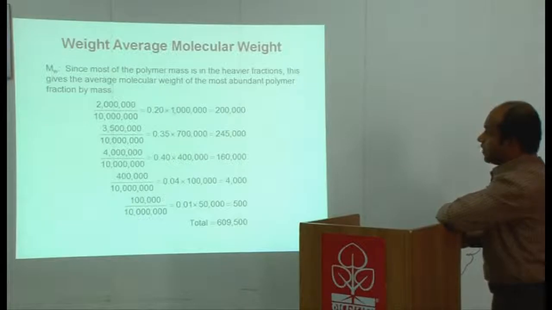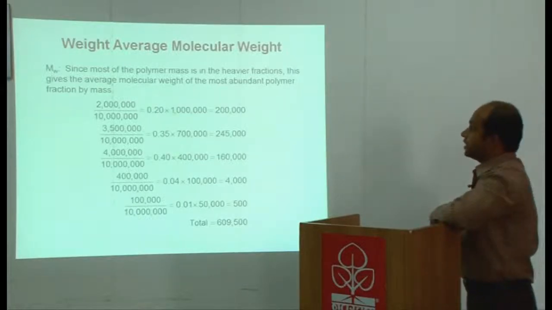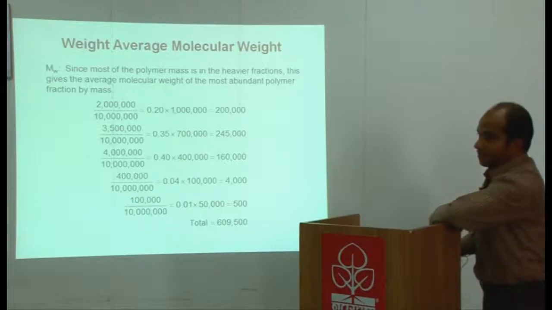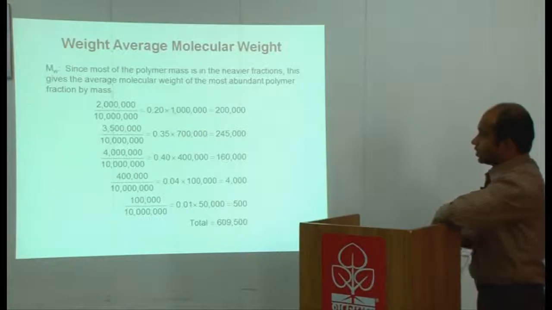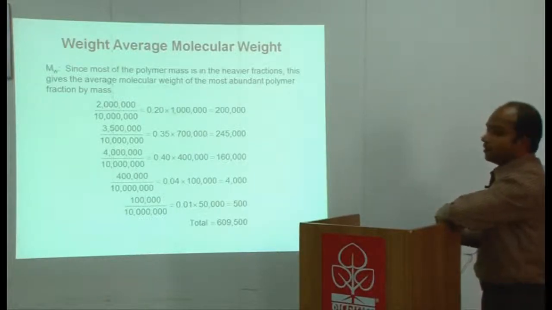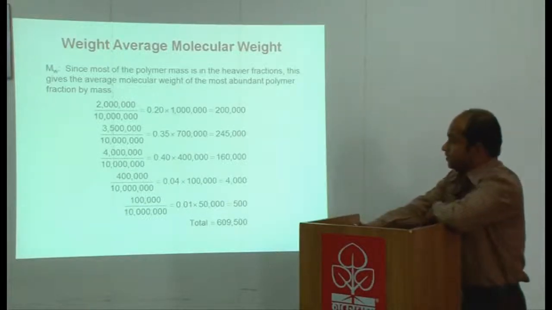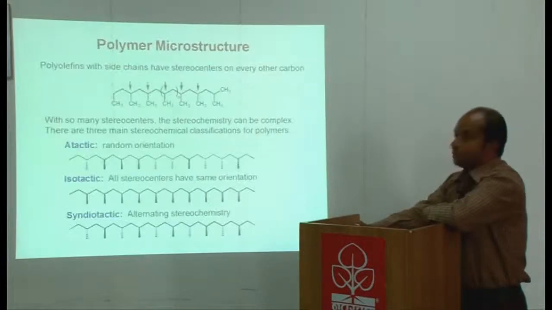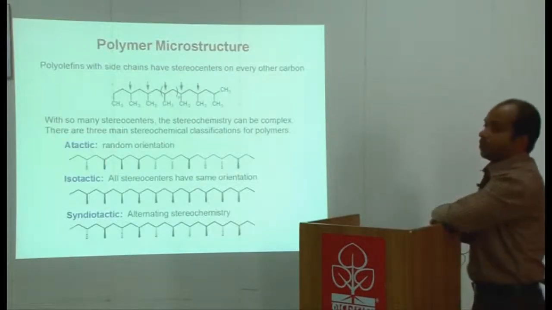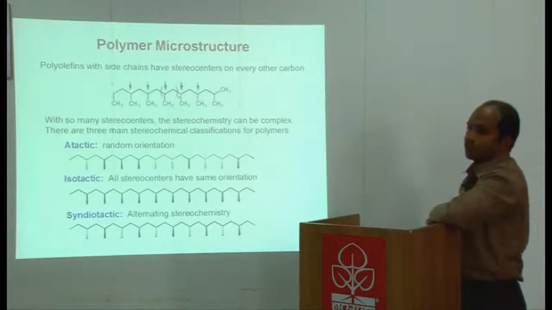Here the molecular weight of the most abundant polymer fraction by weight matters a lot. In this case, the polymer fraction having 1 million Dalton molecular weight contributes maximum to the resulting molecular weight, and obviously you have 609,500 as the molecular weight that you arrive at from the weight average molecular weight. So they are different from each other.